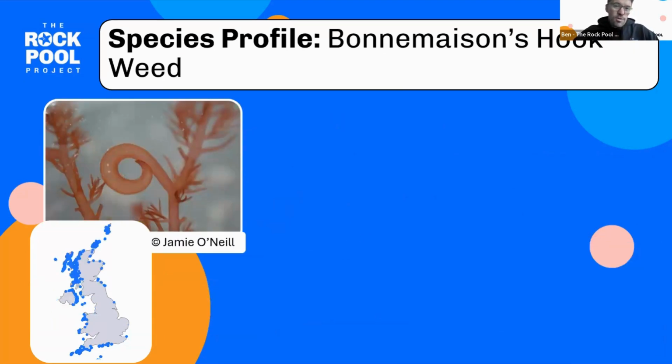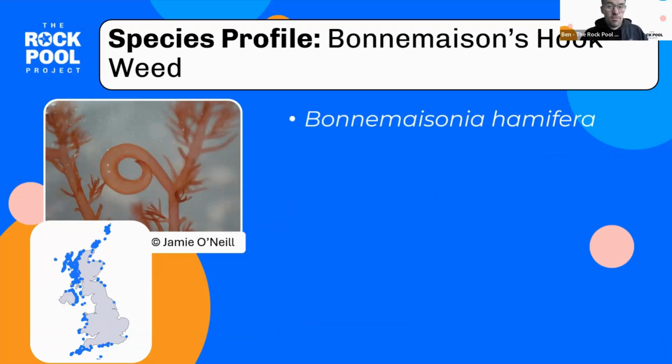Bonnemaison's hookweed. So that's what we started off with, and the first non-native species to be recorded in the UK. And the Latin name for this one is Bonnemaisonia hamifera. This one's also native to Japan.